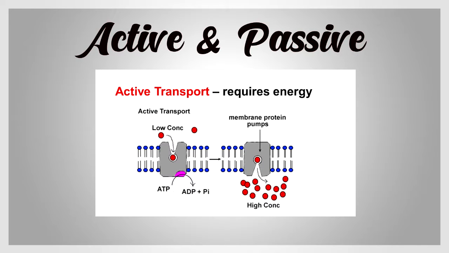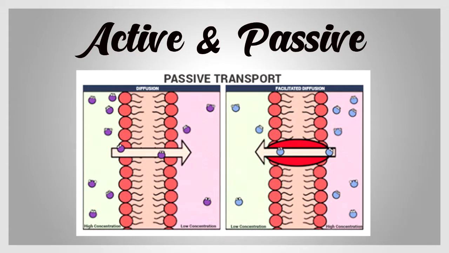Active transport spends energy and goes against the concentration gradient. An example is the sodium-potassium pump ATPase. Passive transport does not waste energy and goes in favor of the concentration gradient.